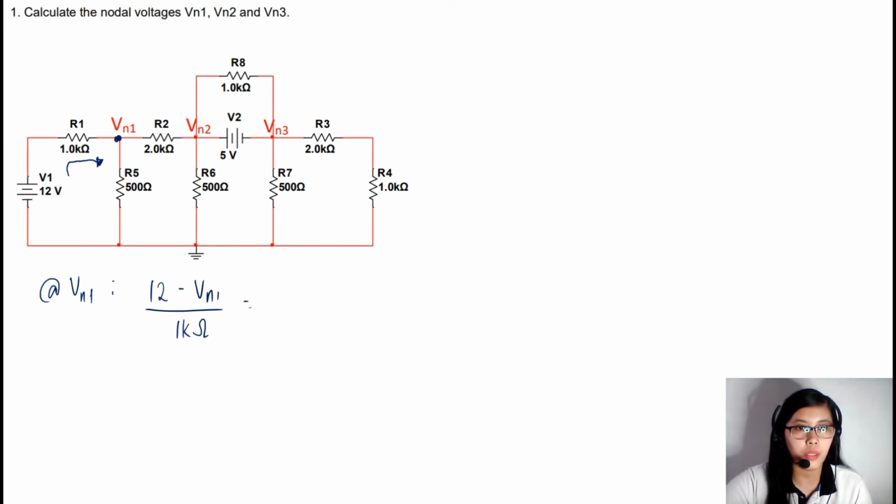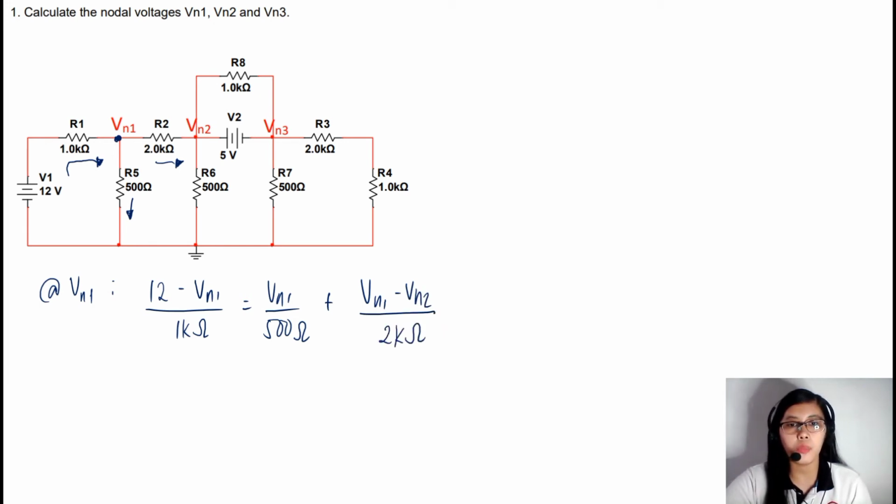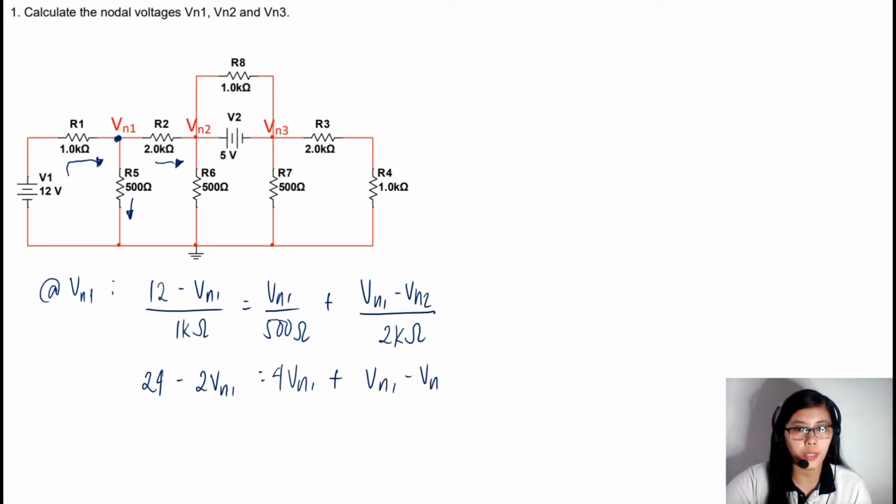Then equate this to all the currents that leave the node. So this is to the right. So we have Vn1 over 500 ohm and Vn1 minus Vn2 over 2 kilo ohm. Then let's just multiply both sides of the equation by 2 kilo ohm. So we have 24 minus 2Vn1 is equal to 4Vn1 plus Vn1 minus Vn2.